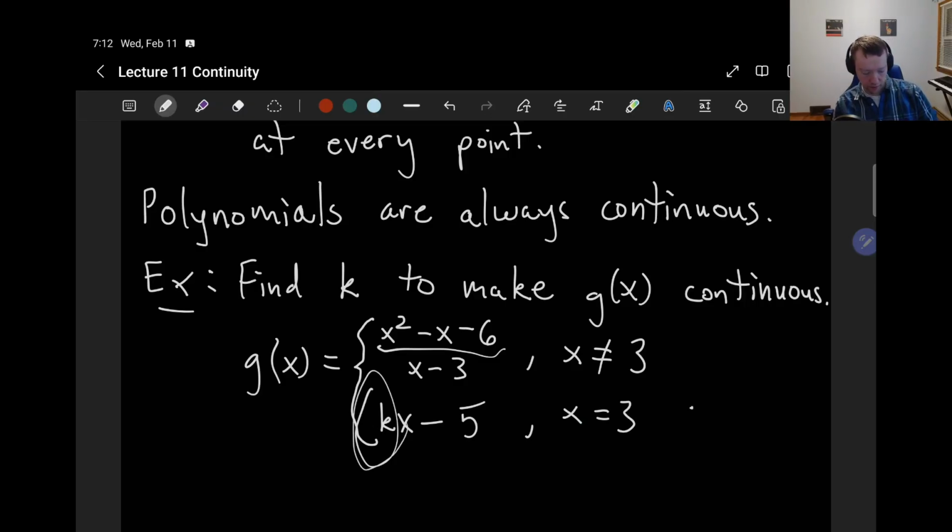So k, this is what we're searching for. We want to find that value k, which will make this thing continuous. So continuous at every single point. The problem point is 3, you can tell. That's the only issue we run into in this rational function because of the denominator. Everywhere else is fine. So 3, that's the real sticking point.